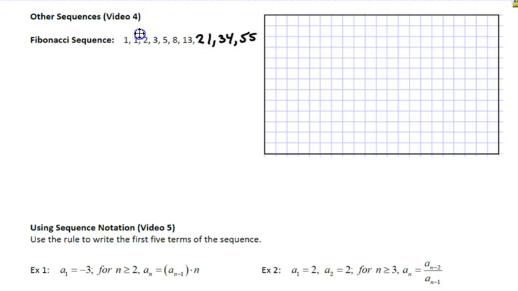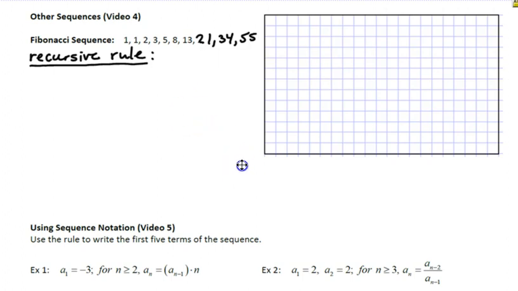Well, because we are referring back to previous terms, we would want to use a recursive rule. It turns out that using a recursive rule is very simple for the Fibonacci sequence. It's actually pretty hard to find an explicit rule for the Fibonacci sequence. So we're just going to look at the recursive rule.